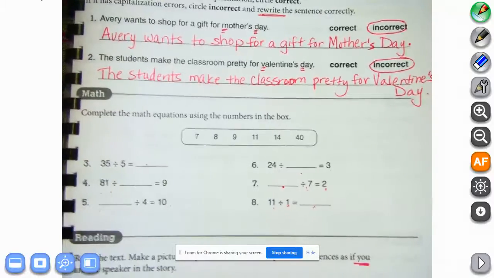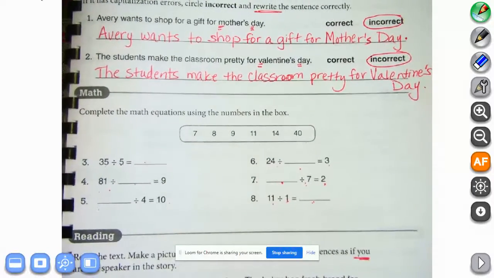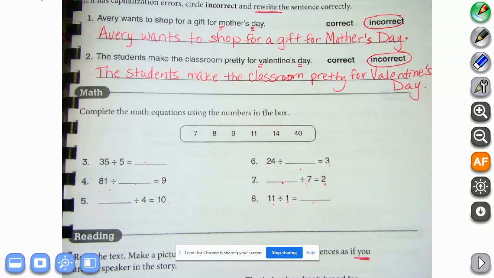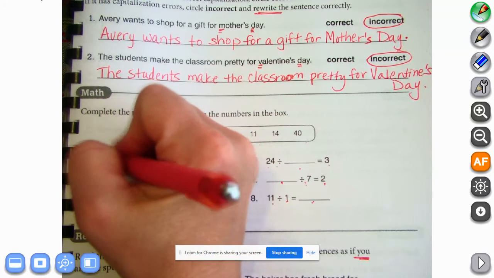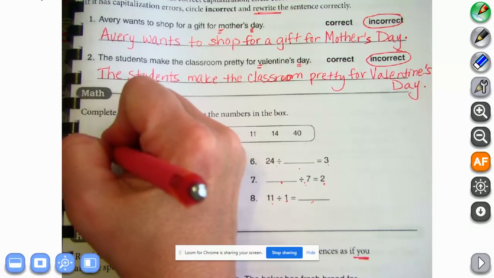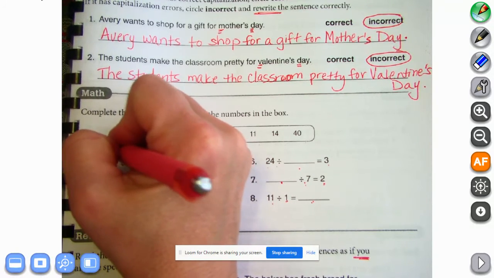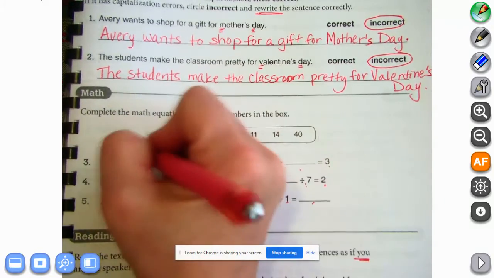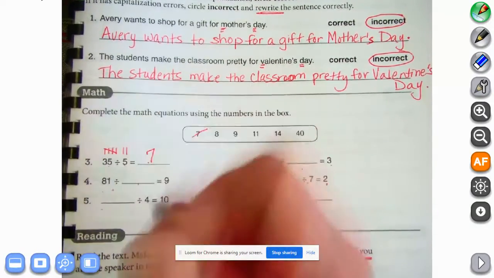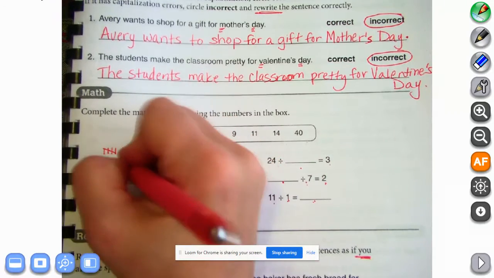All right, on to math. It says complete the math equations using the numbers in the box. So 35 divided by 5. So if I want to find how many times 5 goes into 35, I can skip count by 5. 5, 10, 15, 20, 25, 30, 35. So it looks like 7. 7 times 5 is 35.